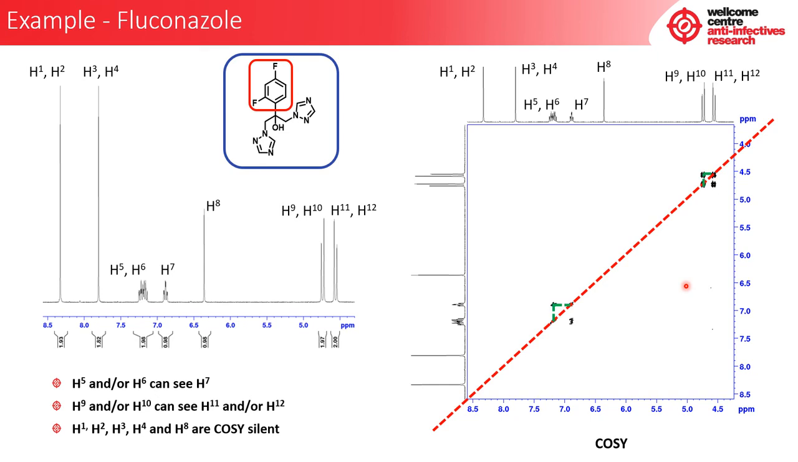The COSY now tells us as well that protons 1, 2, 3, 4 and 8 are all COSY silent, which means that there is no coupling taking place. So it's good to see a good correlation between the 1D as well as the COSY experiment. We already knew there was coupling between these sets of peaks here, and we knew because of the singlets that there was no coupling, but it's always nice that this has been confirmed in the COSY experiment.